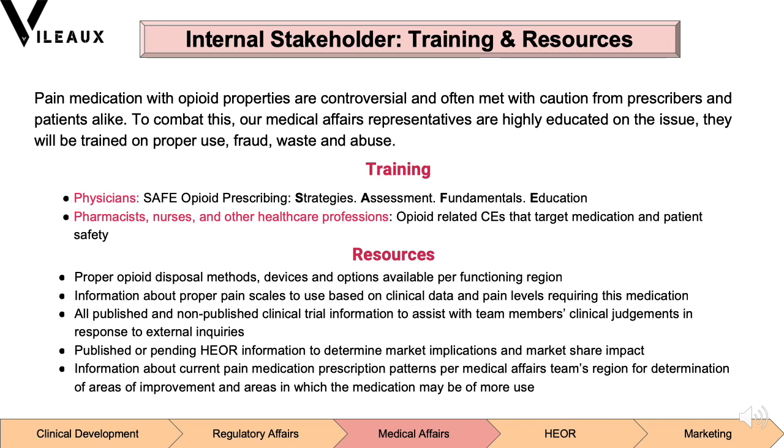Medical affairs will be trained on proper use, fraud, waste, and abuse. Specific trainings will include safe opioid prescribing for physicians and opioid-related continuing education for pharmacists, nurses, and other healthcare professionals. Resources will be provided so that all medical affairs team members are versed in: 1. Proper medication disposal of narcotics.